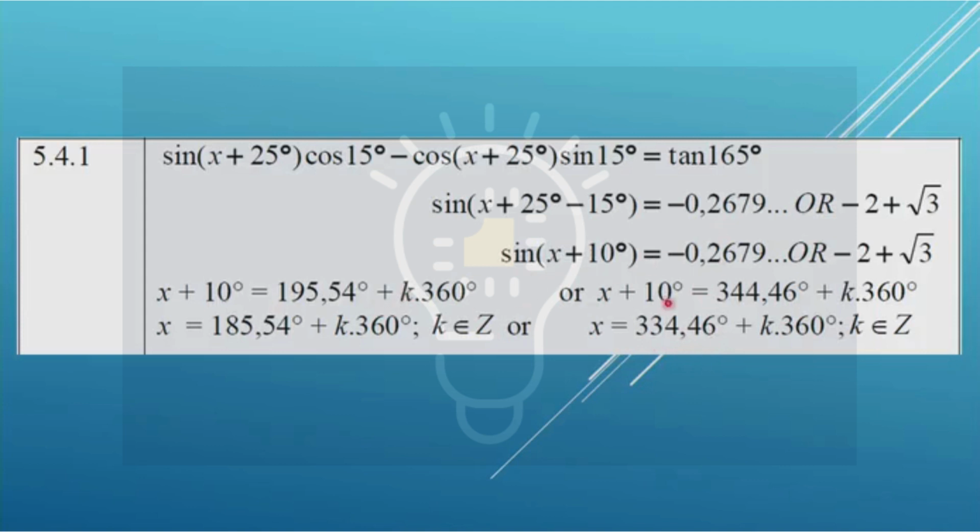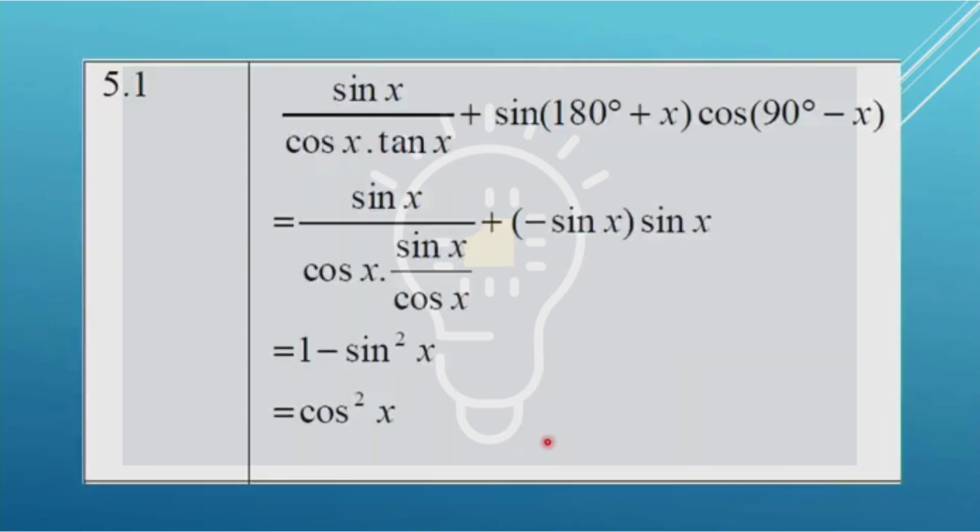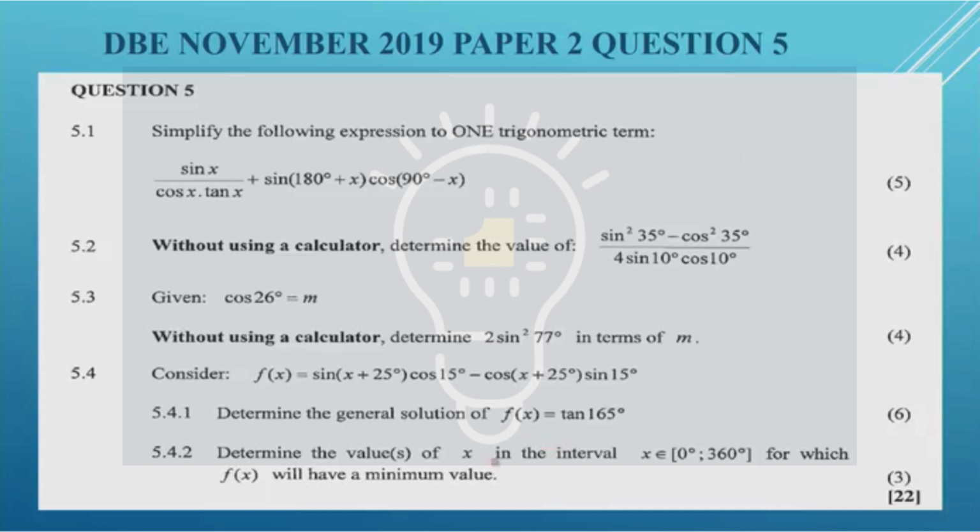That is in the fourth quadrant because that is where sine is negative. Sine is negative in the third quadrant as we see it here, 185 degrees, because that's greater than 180 degrees, and the fourth quadrant. This is the fourth quadrant. X is equal to 334,460 degrees plus k 360. Very important. Now the final step after we found the general solution, the question says, determine the values of x in the interval, x an element of 0 degrees semicolon 360 degrees, for which f of x will have a minimum value.